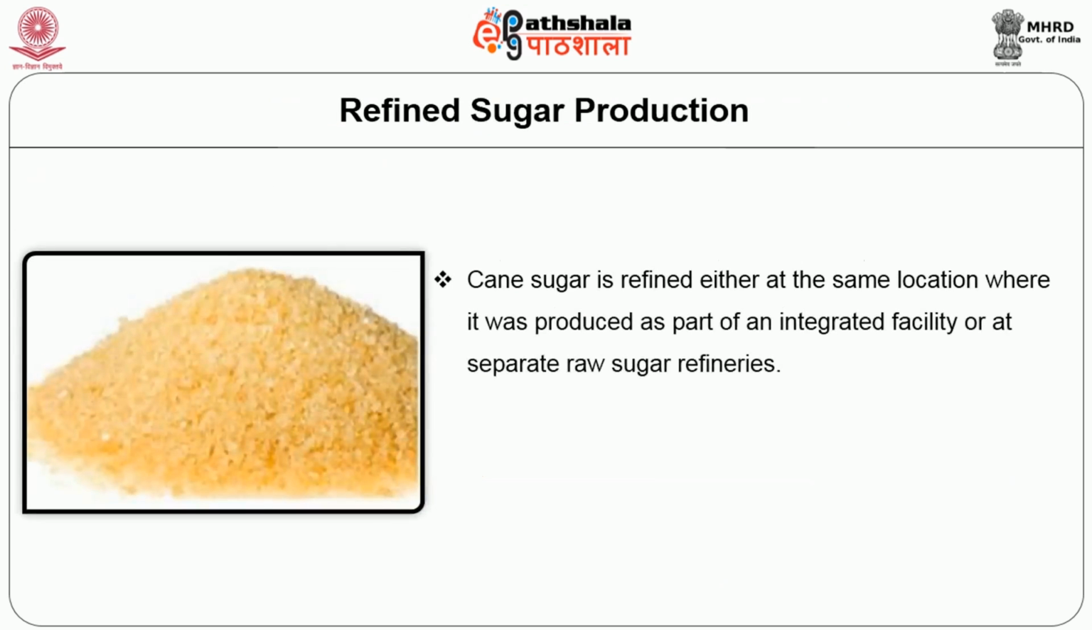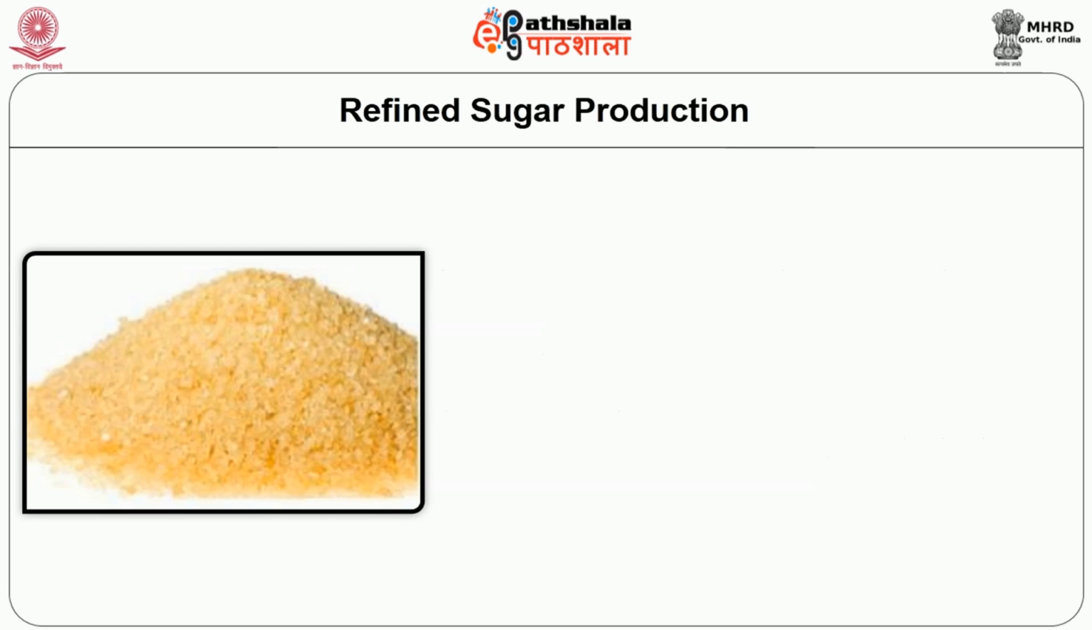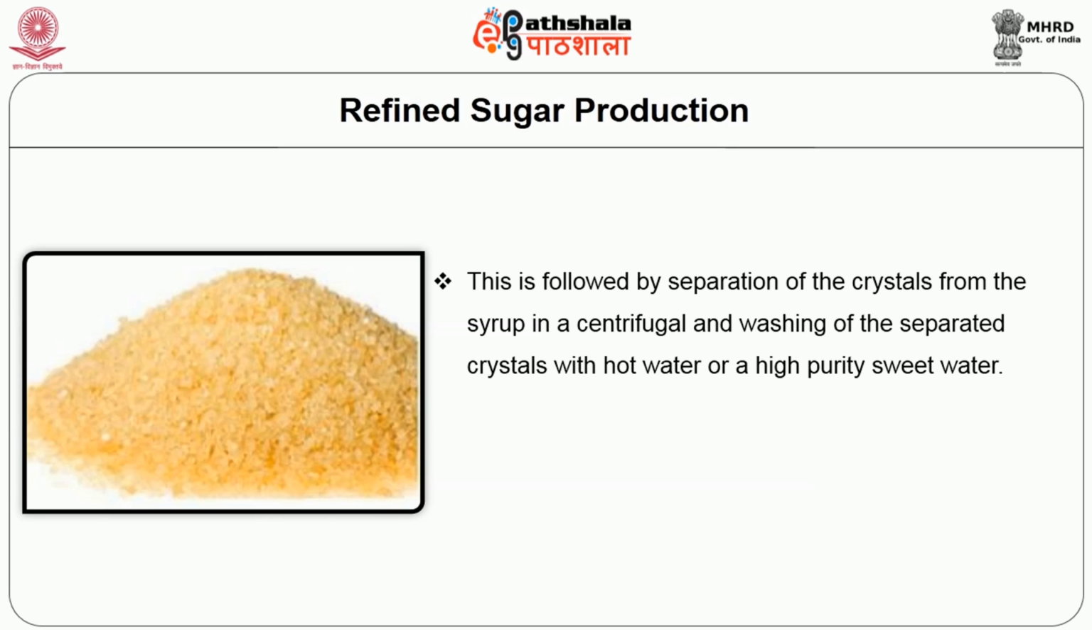The cane sugar is refined either at the same location where it was produced as part of an integrated facility or at separate raw sugar refineries. The initial step in cane sugar refining is washing the sugar, called affination, with warm, almost saturated syrup to loosen the molasses film. This is followed by separation of the crystals from the syrup in a centrifugal and washing of the separated crystals with hot water or a high purity sweet water.